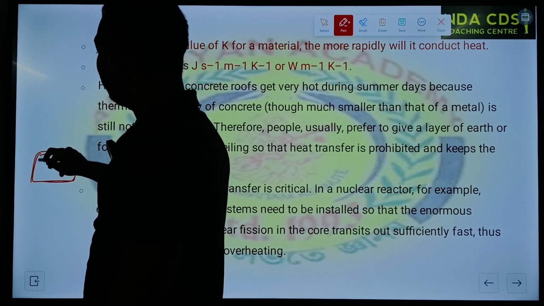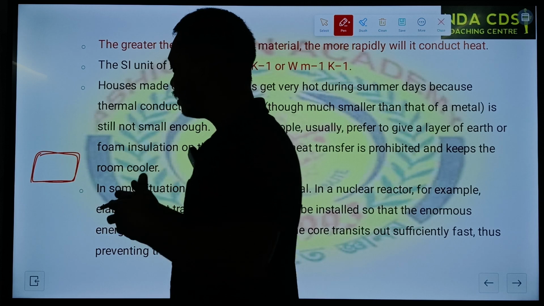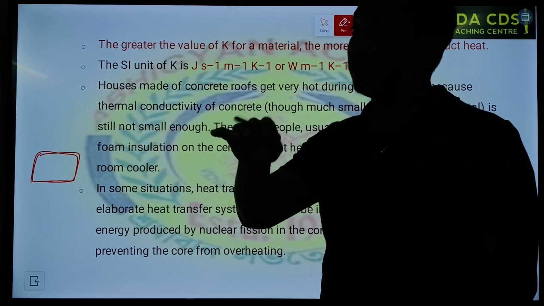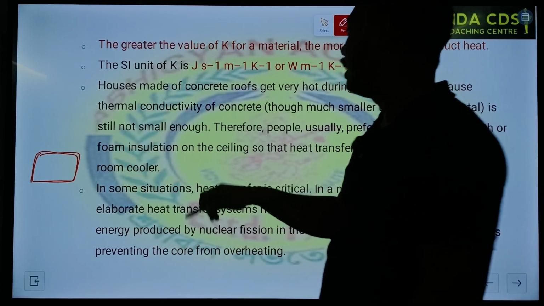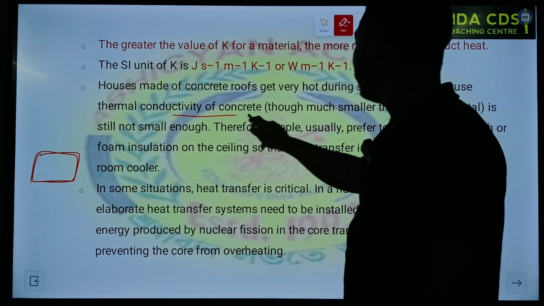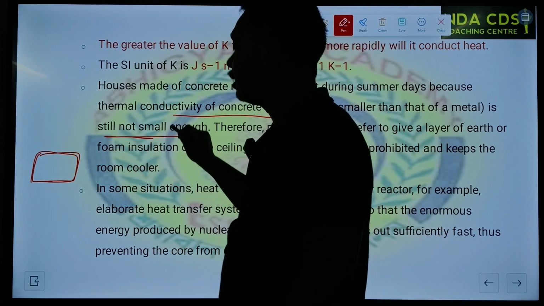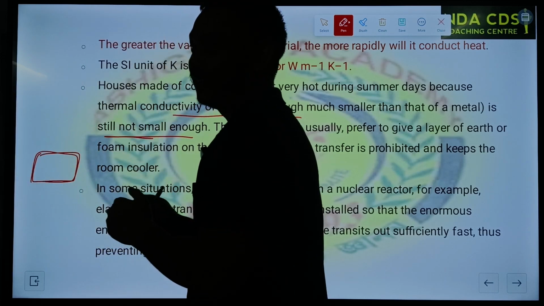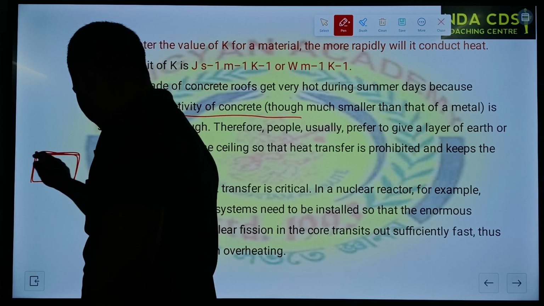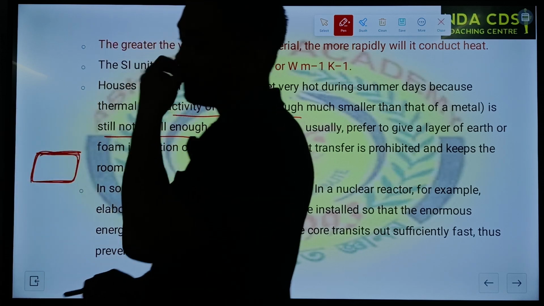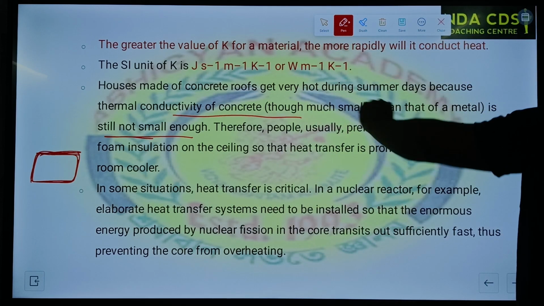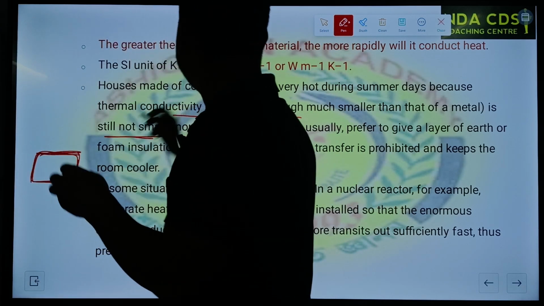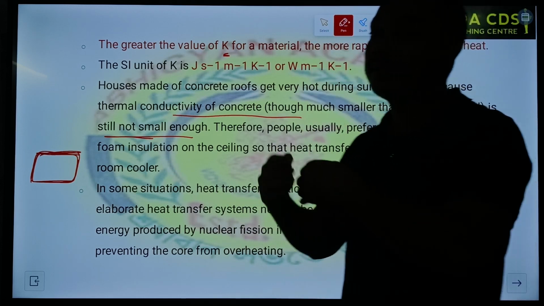So in summer days, you will feel very hot inside the house because of the concrete, जो concrete है ना. फर्स्ट फ्लोर नहीं होने से छत तो रहना ही पड़ेगा. This is the roof, for example, and this is your house. I'm just giving you examples. The thermal conductivity of concrete is not small enough, it still has a bigger value. Now, as we know, if the K has a bigger value, the more rapidly it will conduct heat.